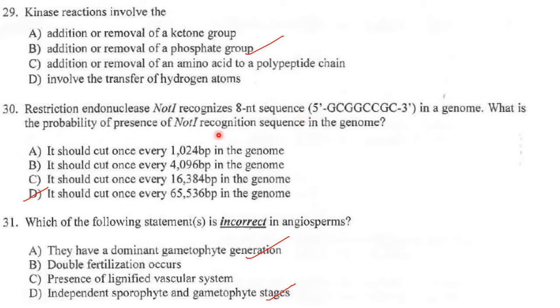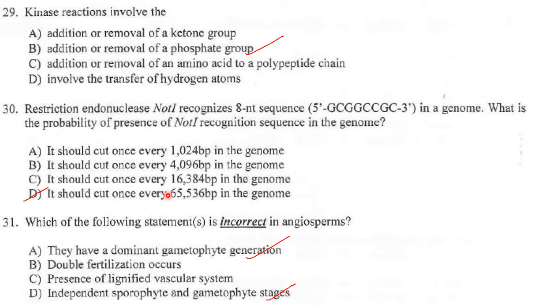So the probability of finding this particular sequence in the genome is 4 raised to 8, or 4 raised to n. You can directly use the formula 4 raised to n, that is 4 raised to 8. If such a question is asked, better go directly for the formula 4 raised to n. N, that is the formula. So 4 raised to 8, that will be 65,536 base pair in the genome.